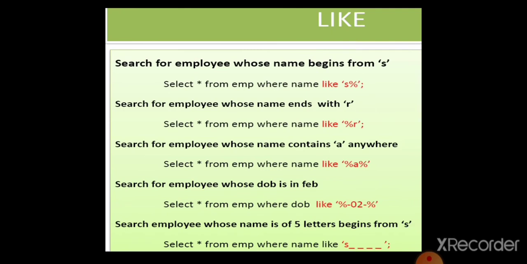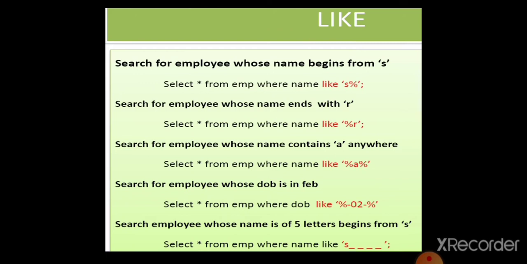Coming to the examples. Search for an employee whose name begins with S. Look at the example here, how the WHERE clause along with the LIKE clause is used. Here the condition is whose name begins with S. After S there may be many characters, one character, or no characters, so S must be the beginning letter. So we need to give LIKE 'S%' within single quotes. Then, names ending with R: before R any characters may come, so we can give LIKE '%R'. That means it ends with R.